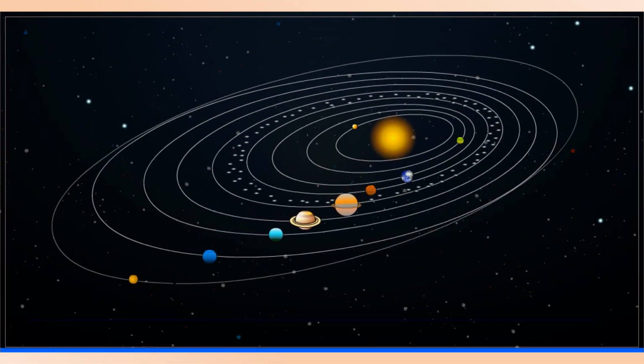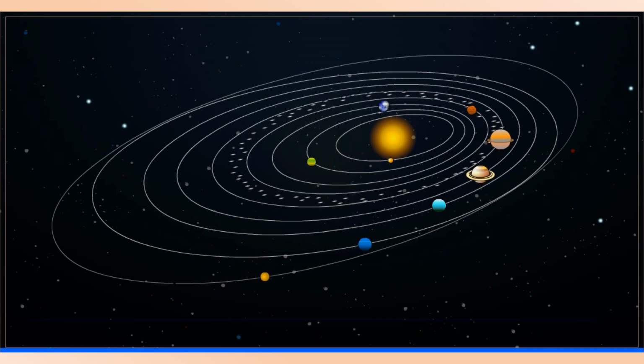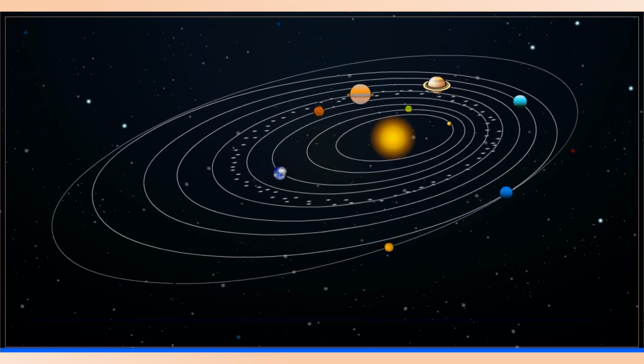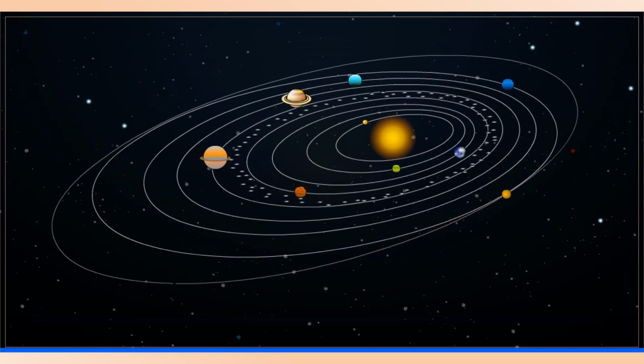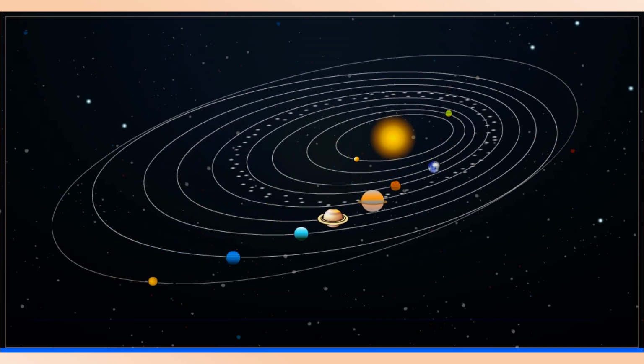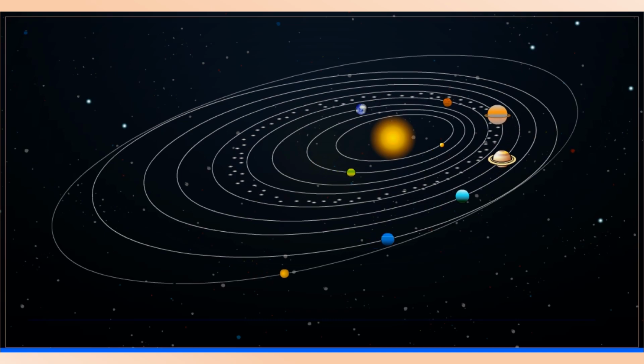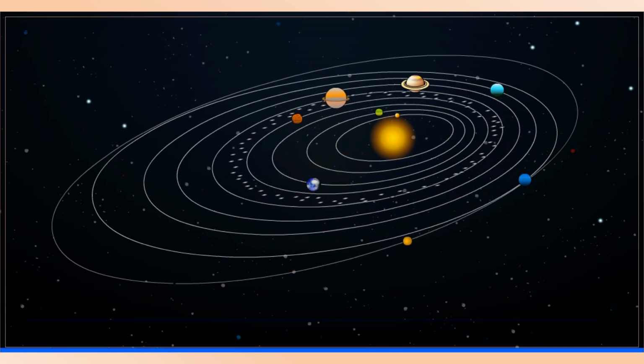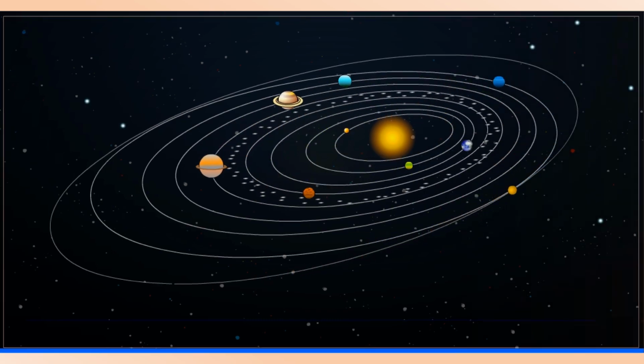The solar system consists of the Sun, planets, including our Earth, which revolve around the Sun in fixed paths called orbits. The Sun is at the center of the solar system, and its gravitational pull keeps all the planets and other bodies in their orbits.